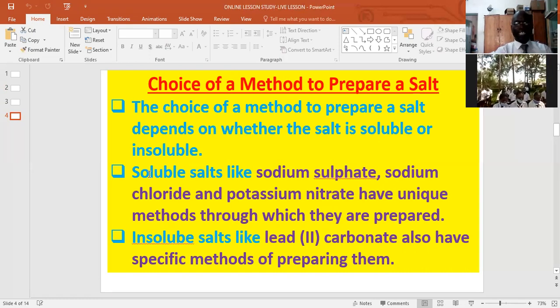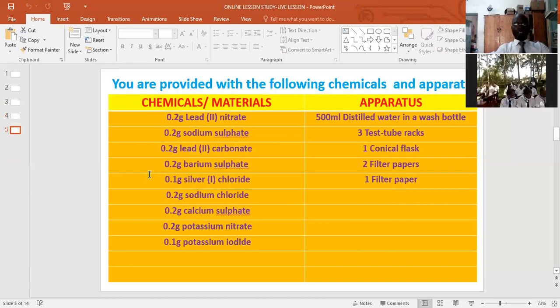So going to the next slide, you can see that we have also provided you with some chemicals, materials and apparatus for us to perform yet another group activity. The chemicals and apparatus are as you can see on your screen. Maybe Ian can read for us the chemicals that are displayed on the screen. The chemicals alone.